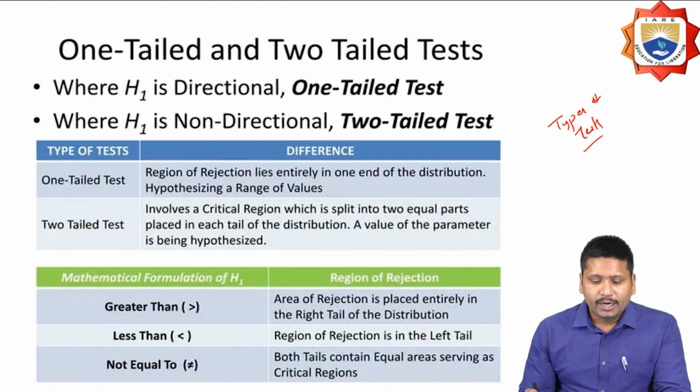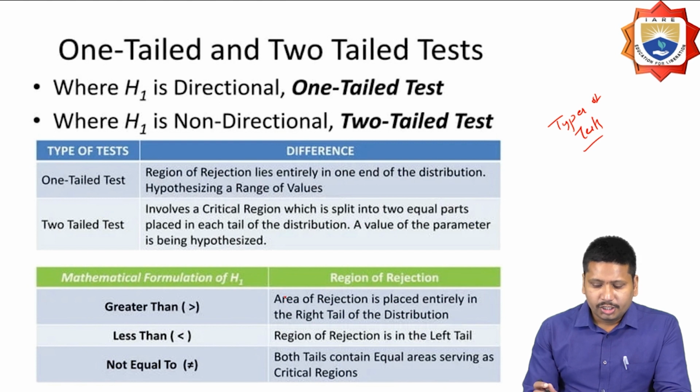So what should be the one-tailed test? If the region of rejection lies entirely on one end of the distribution, then it should be considered a one-tailed test. Suppose the rejection region involves critical regions which are split into two equal parts, then it should be considered a two-tailed test. Then in a two-tailed test, the value of the parameter is being hypothesized.